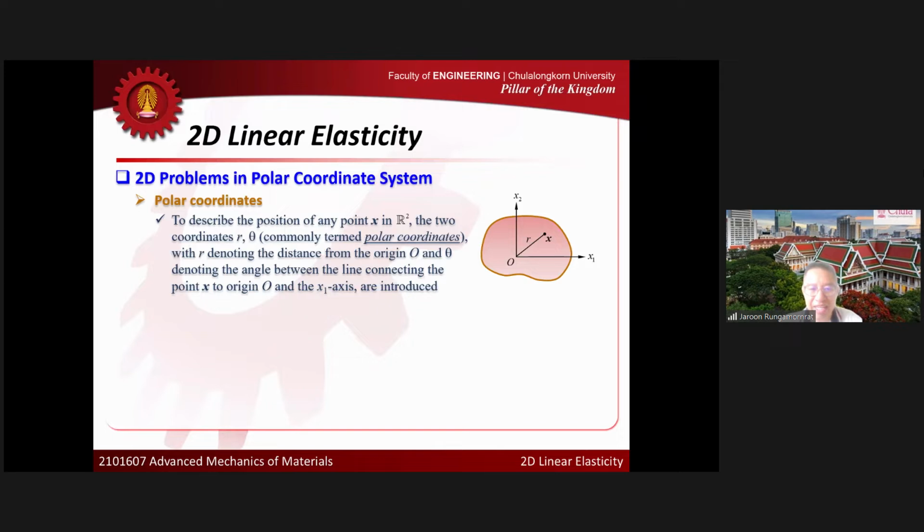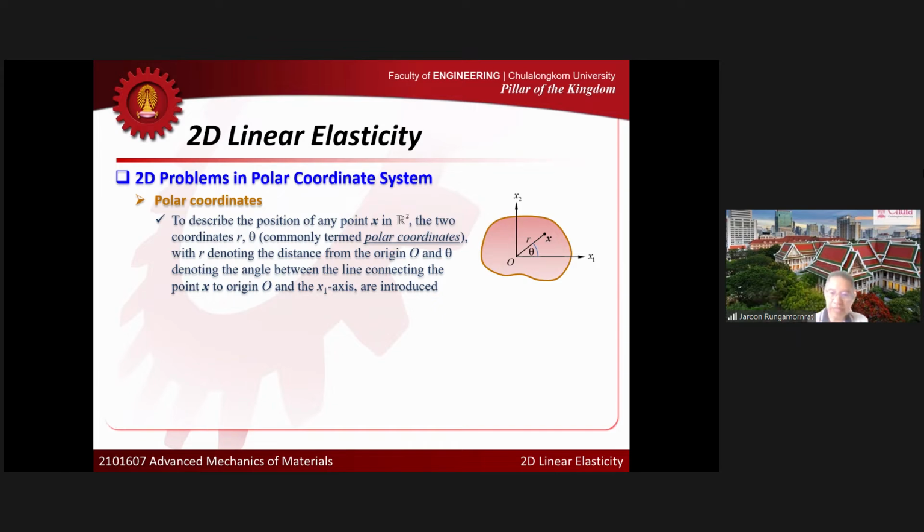Okay, if I define r like this, and I also define the angle theta. So theta here is simply the angle between x1 and the line connecting point O and X. With these two coordinates, it completely describes the location of X. X can be described by x1 and x2, or r and theta. They are equivalent. So if you are given r and theta, now you can identify the point X in the plane, right? Or I can say that the location of point X can be uniquely identified by r and theta.